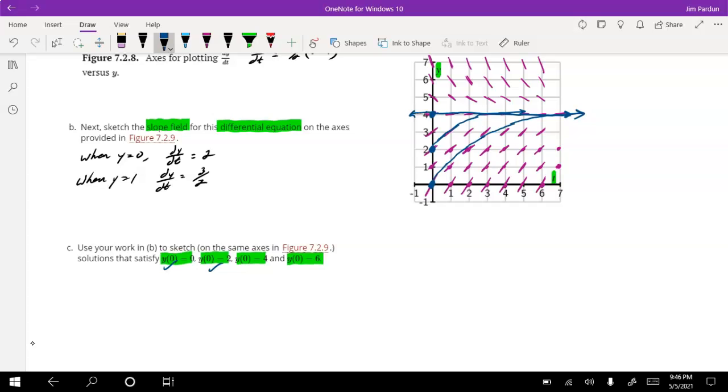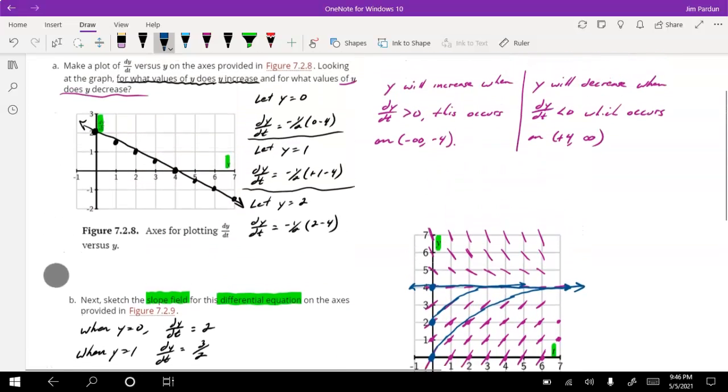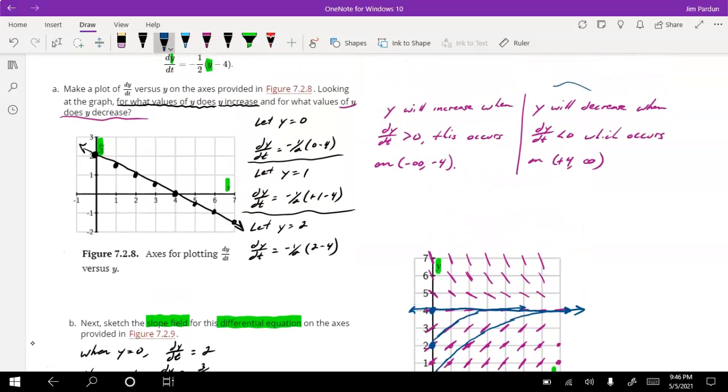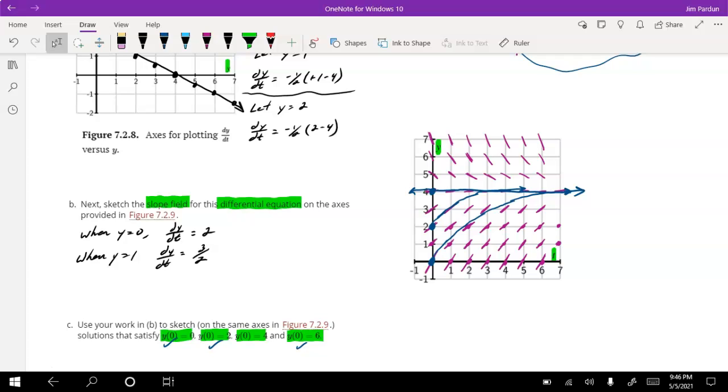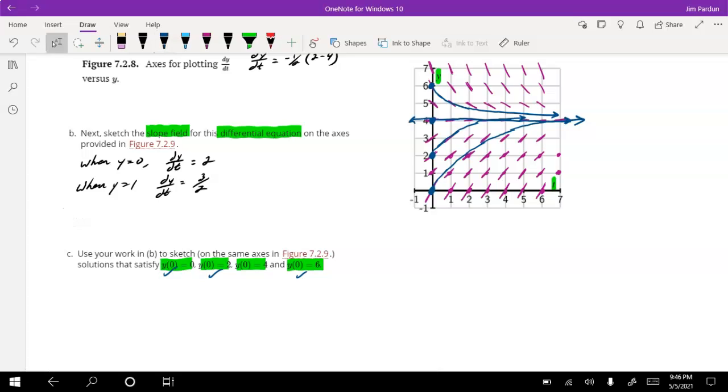And then finally they say y of 0 equals 6. Well, I know as soon as I go above y equals 4, let's go back to our answer for part A, right? y will start decreasing from 4 to infinity. So as soon as I go above 4, y of 0 equals 6, now this is going to start dipping down this way. And again, it's not going to be perfect. I'm just eyeballing this, but it's going to do something like that. So here are 4 different solutions to the differential equation dy dt.